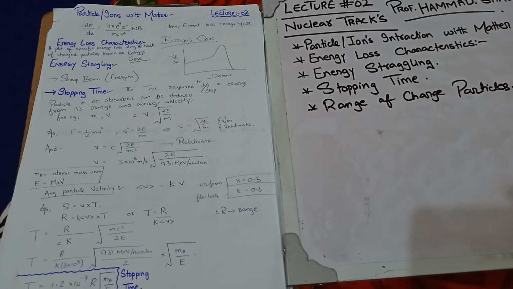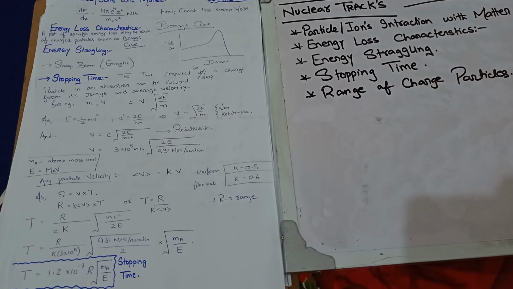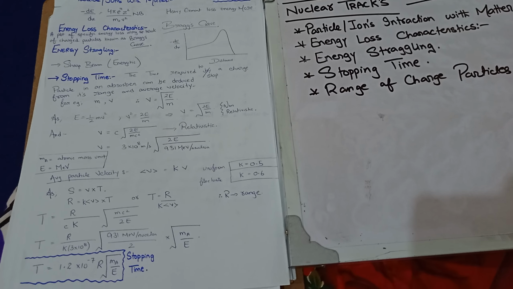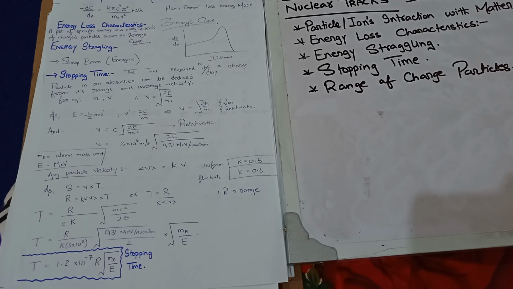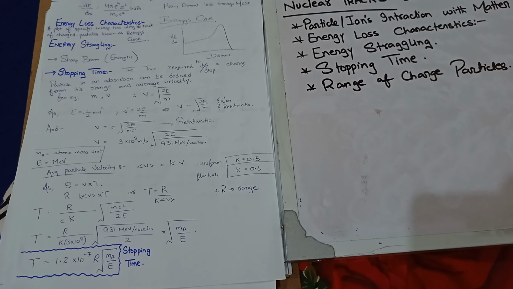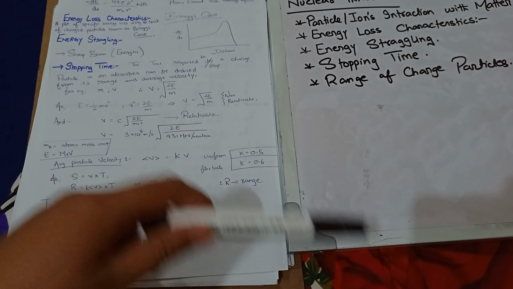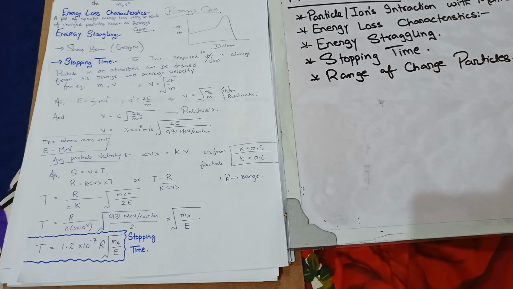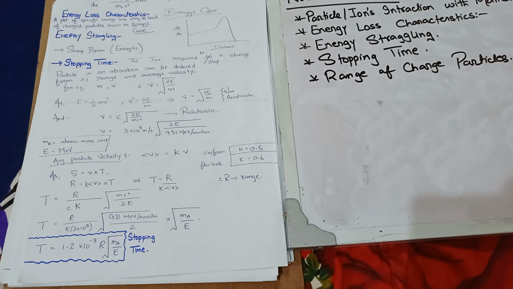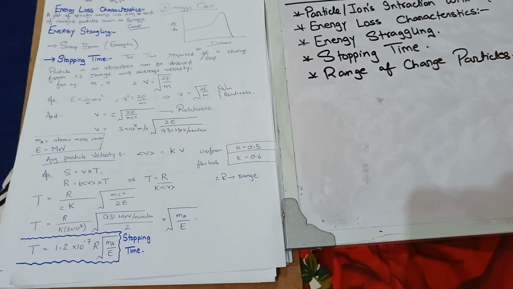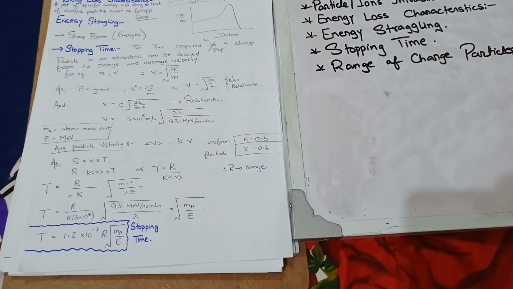Next we will discuss energy straggling. Basically, a sharp beam shows energetic behavior. If a particle has a sharp beam, we can say the particle is energetic. If it is not sharp, we can say it is not energetic. This is basically energy straggling.